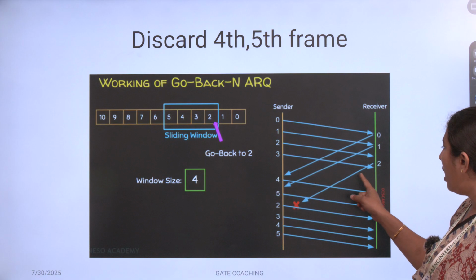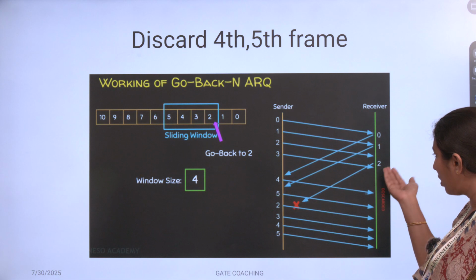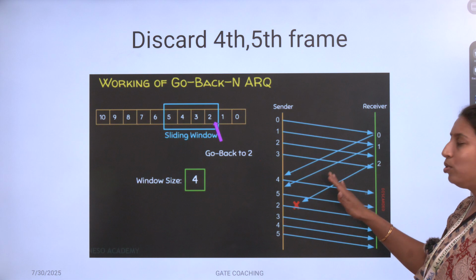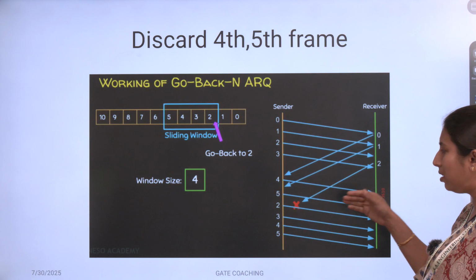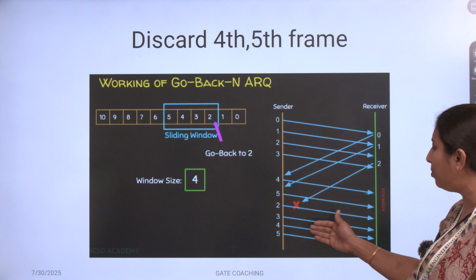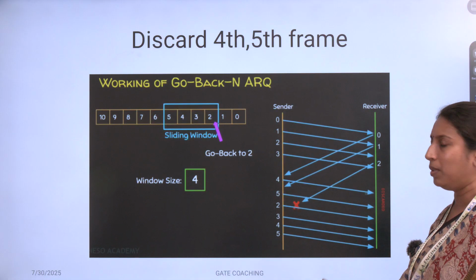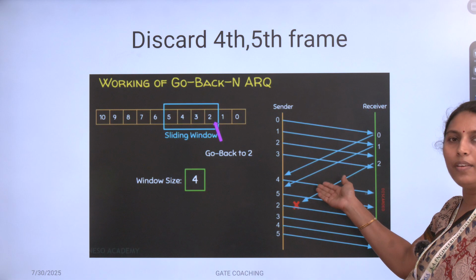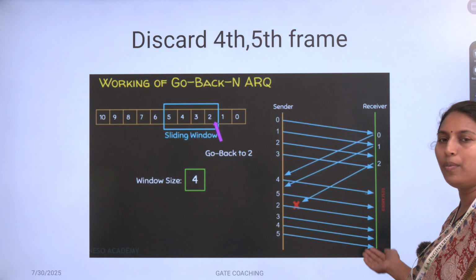See over here, the 4th frame and the 5th frame have already been given to the receiver. Since the acknowledgement for packet 2 is lost in the middle of the transmission, we are going to discard the frames 4 and 5 which have already been given to the receiver, and now we retransmit the frames in the current window, that is 2, 3, 4 and 5 will be retransmitted again. These frames 4 and 5, which were already given to the receiver, will be discarded by the receiver, and the retransmitted frames will now be given to the receiver.